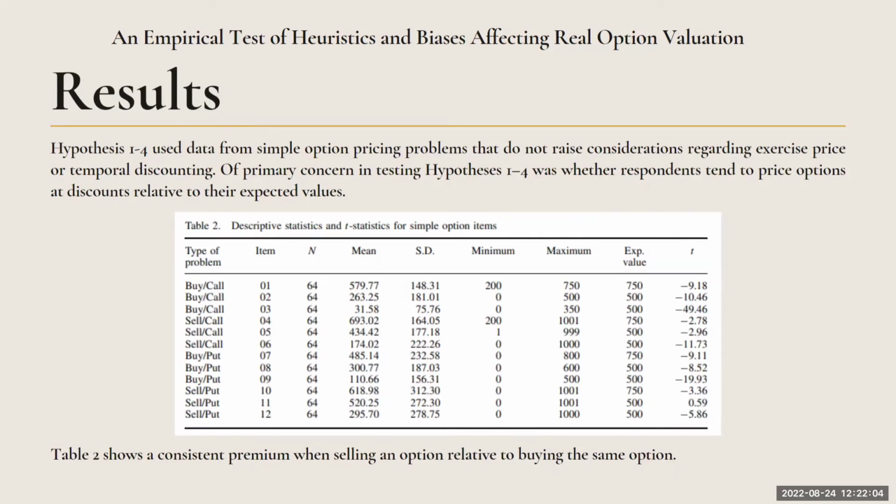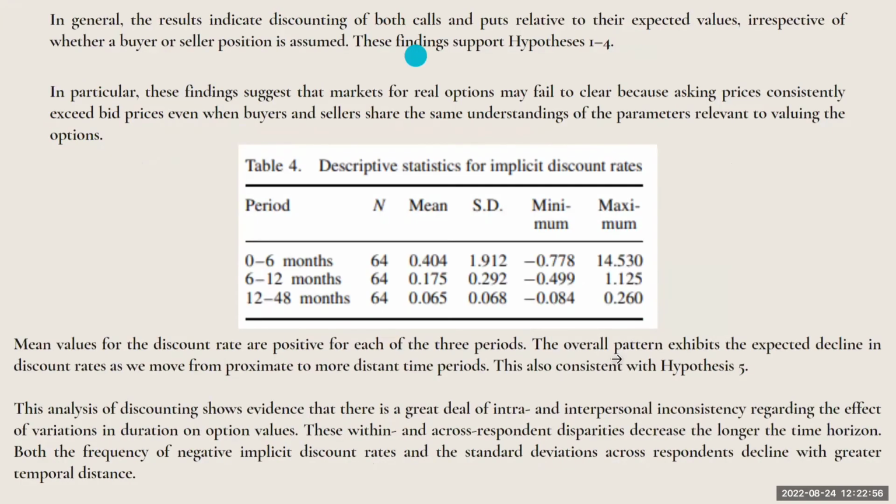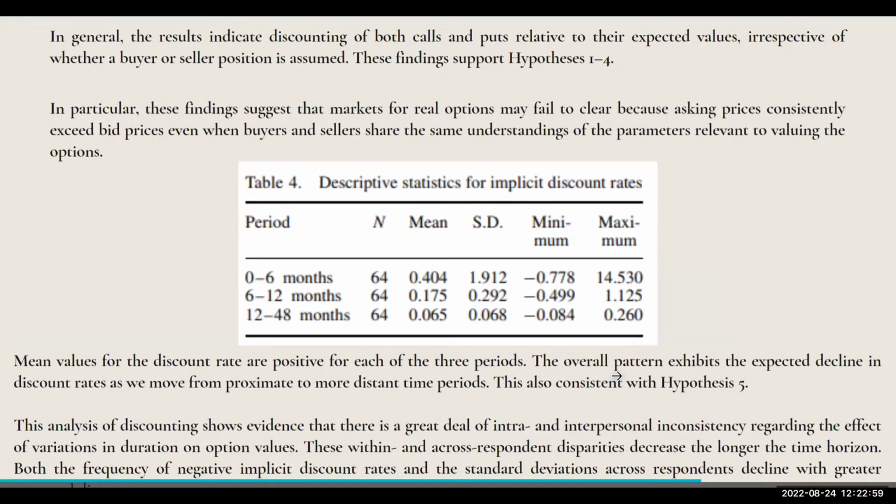Table 2 shows a consistent premium when selling an option relative to buying the same options. So in general, the results indicate discounting of both calls and puts relative to their expected values. So these findings support hypothesis 1 until hypothesis 4. In particular, these findings suggest that markets for real options may fail to clear because asking prices consistently exceed bid prices even when buyers and sellers share the same understanding of the parameters relevant to valuing the options.